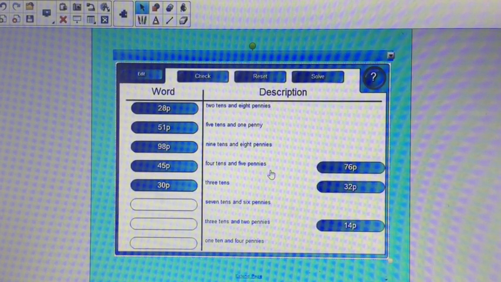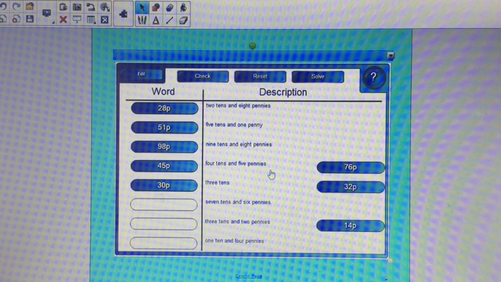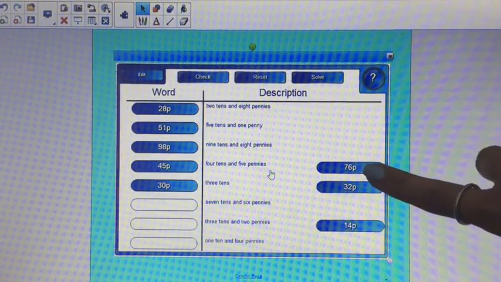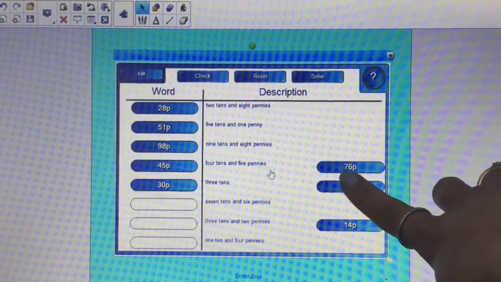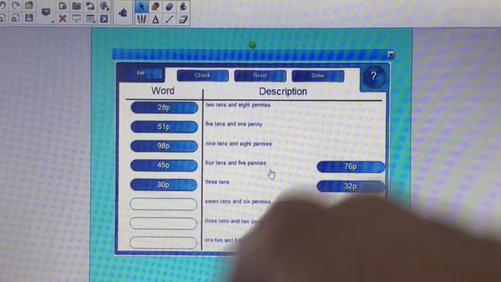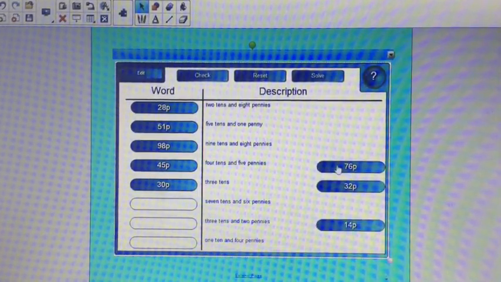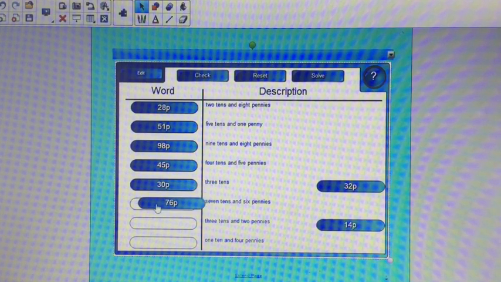Ready? 7 tens and 6 pennies is 76p. Well done. 7 tens for 70, 6 pennies, 6. Match it up. 76p is equal to 7 tens and 6 pennies. Well done.